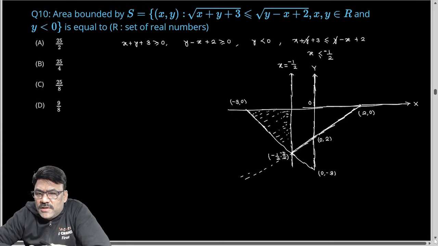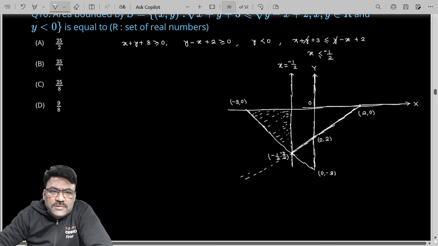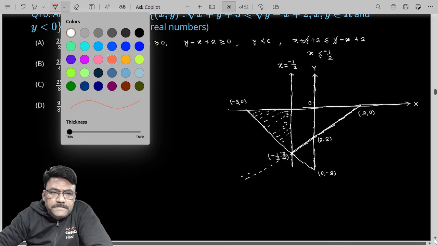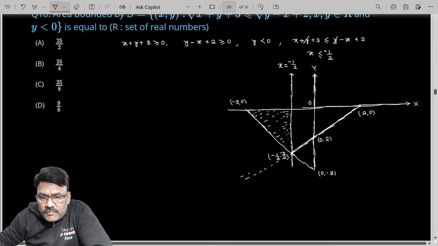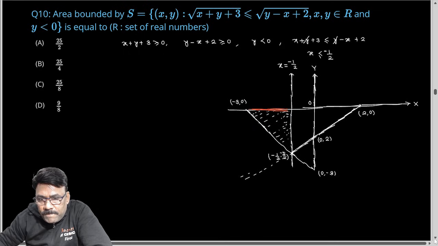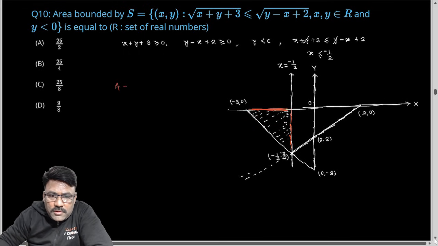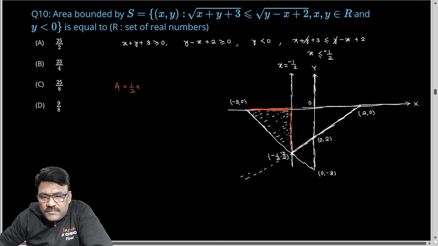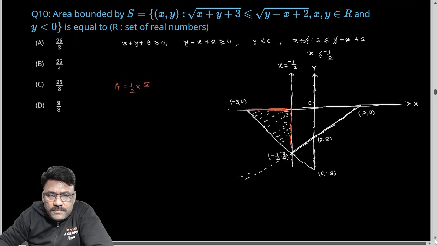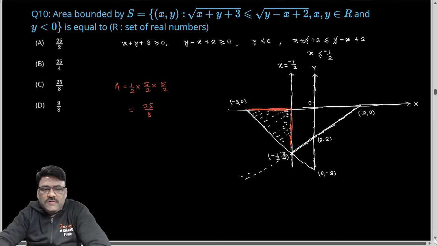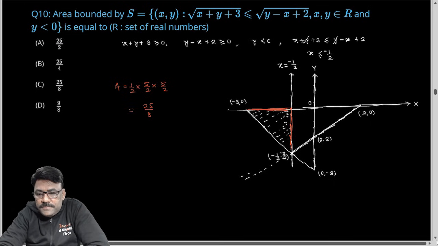And this is basically a right triangle. You can see that this area is basically a right triangle. The base of this right triangle is this. Altitude is this. So area will be what? Half. Base, this length. So this is minus half, this is minus 3. So base length is 5 by 2. And altitude length is also 5 by 2. So area will be what? 25 by 8. Means option C should be the correct option here.